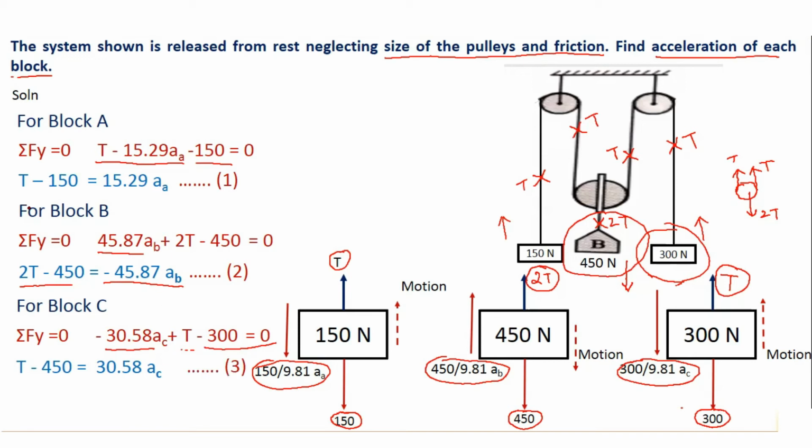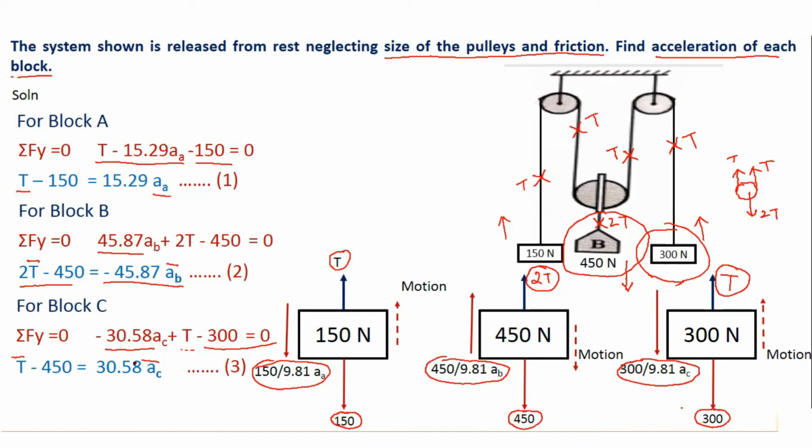Now, in equation 1, there are two unknowns, T and AA. Equation 2, there are two unknowns, T and AB. Equation 3, there are two unknowns, T and AC. So in all, total unknowns are 4 and equations are only 3. So the next equation we will make is the relation between the accelerations.